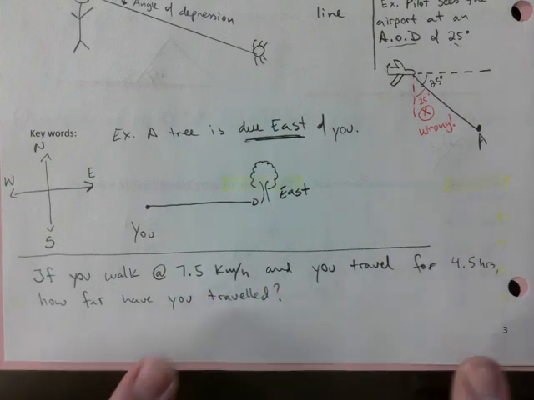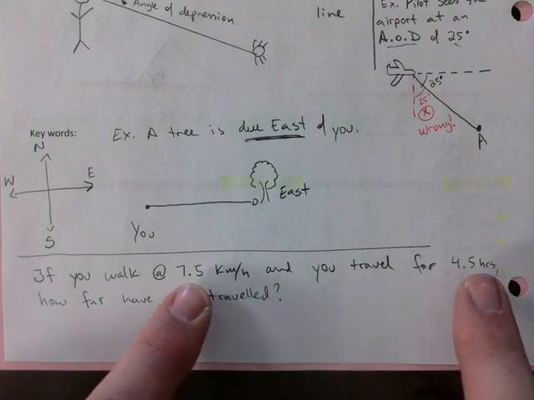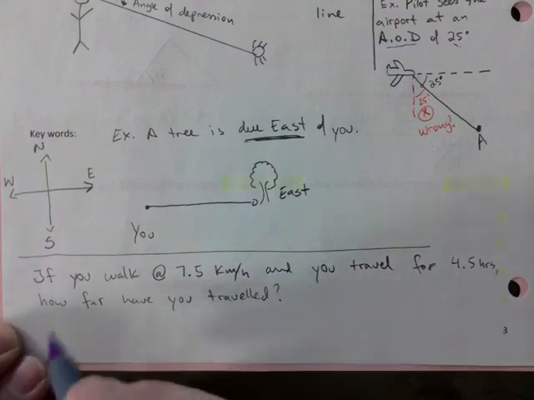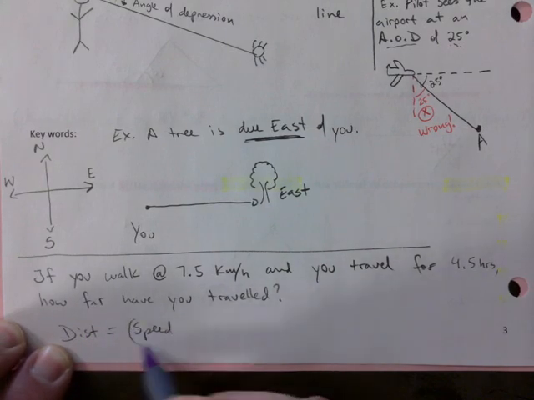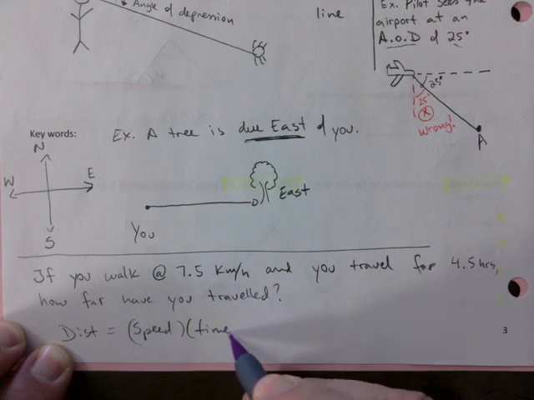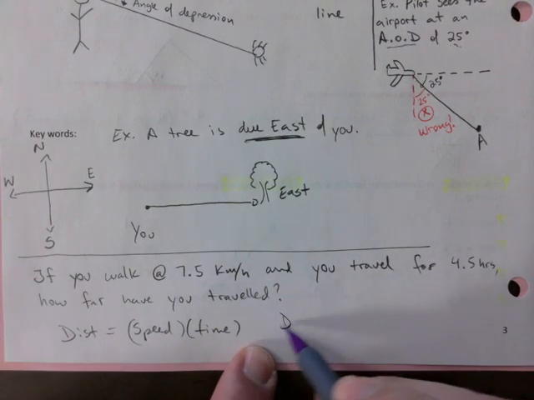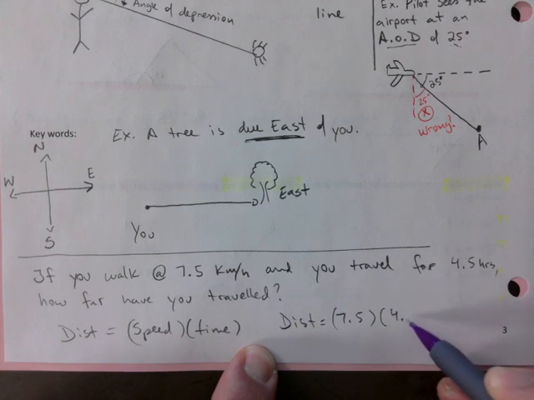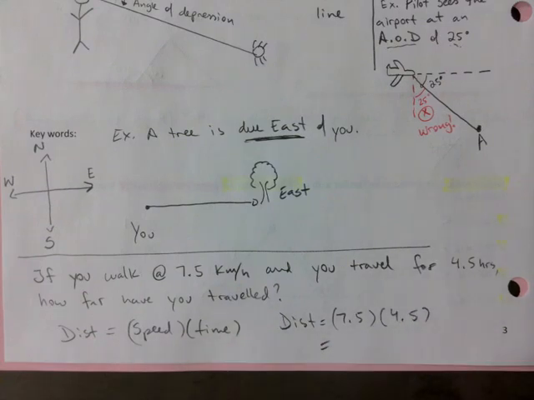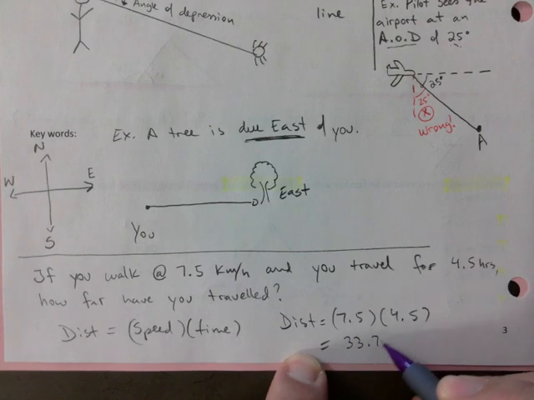Sometimes they give you this to find the total distance. So all you have to do here is distance is going to be speed multiplied by time. So distance is 7.5 multiplied by 4.5 hours. I just made this up, so I need to look this up. 33.75 kilometers you will have traveled at that.